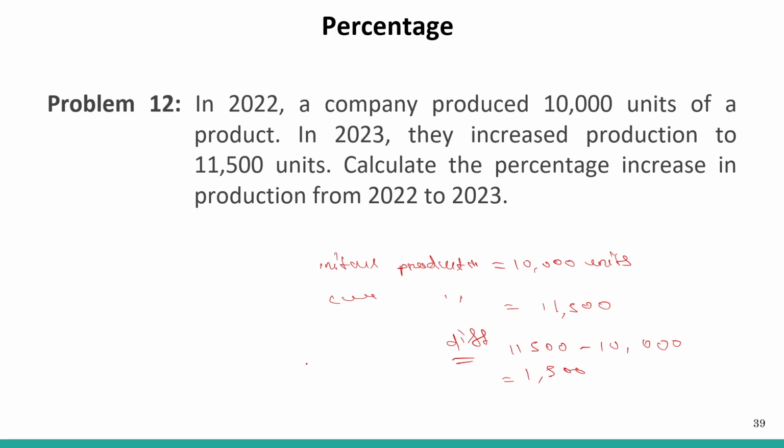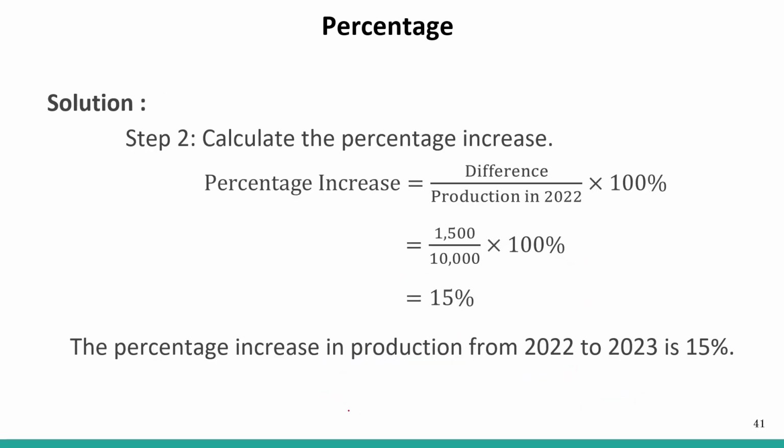So how much is 1,500 of 10,000? So 1,500 by 10,000 into 100. That is equal to 15 by 100, that is equal to 3 by 20. So 15% is the answer. This is how we got the percentage increase. The percentage increase in the production from 2022 to 2023 is 15%.